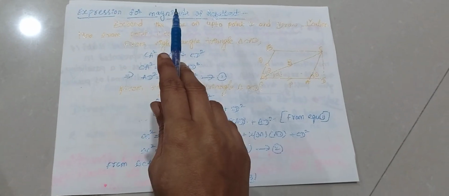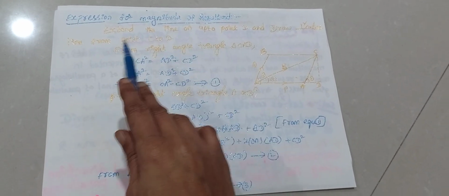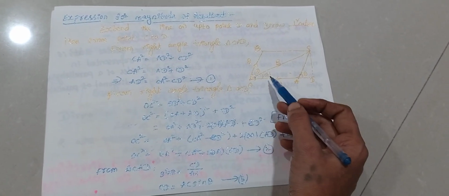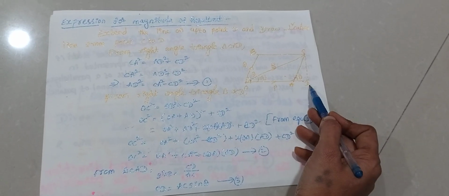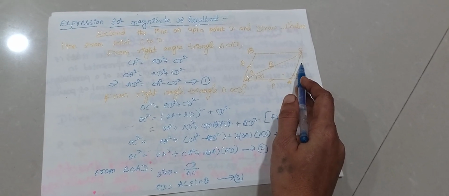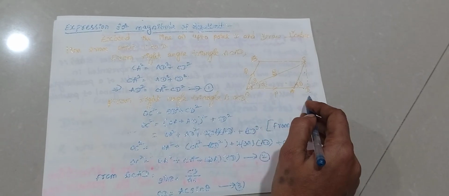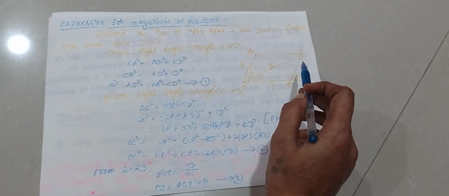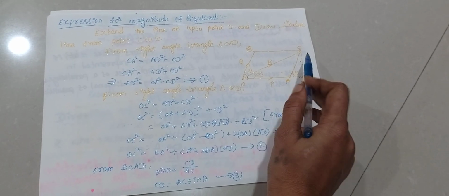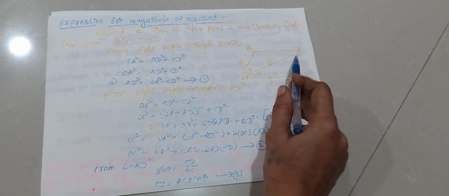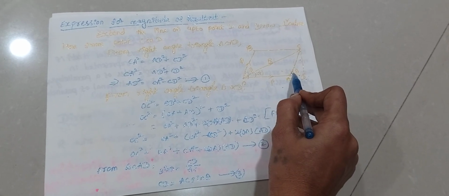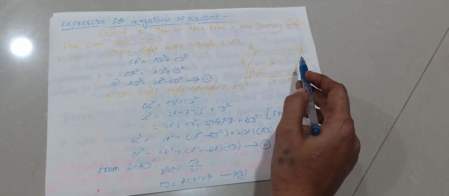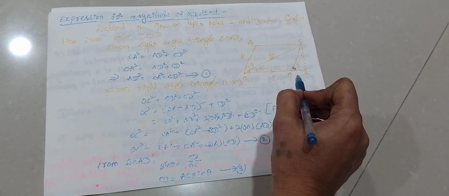Next, the expression for the magnitude of the resultant. Here, the line is extended up to D and C. This is the extended line C to D. From the right angle triangle CAD, making an angle theta.